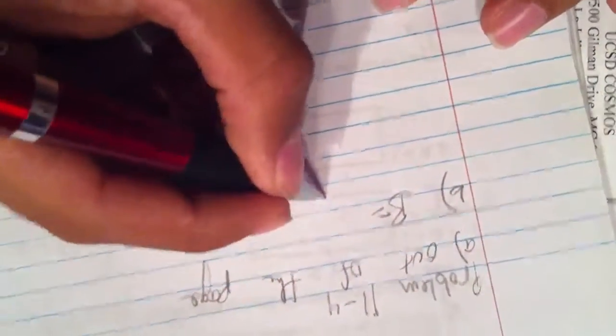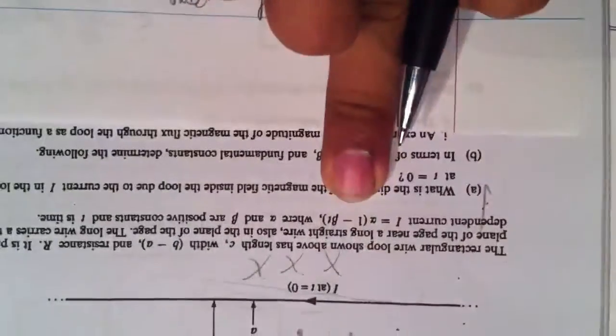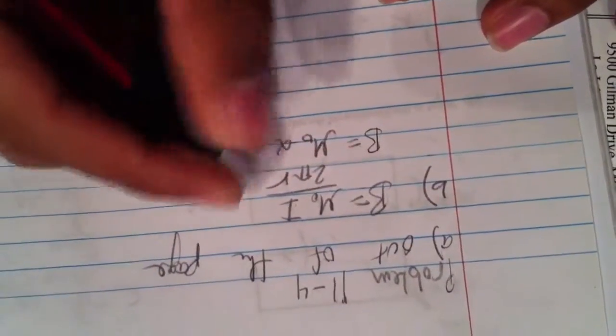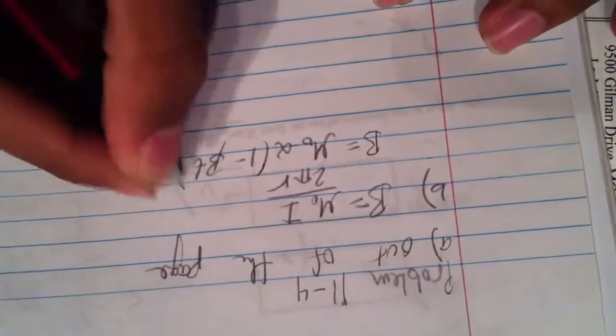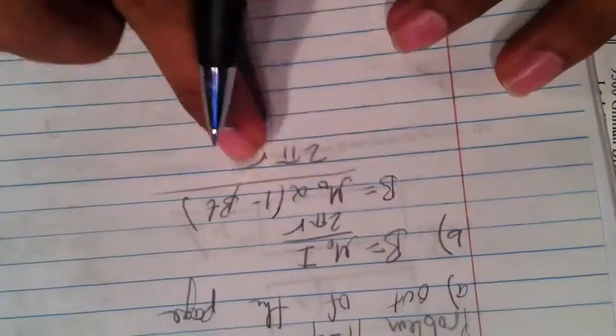B. So this is actually kind of complicated. In terms of those, A, B, C, alpha, beta, and fundamental constants, we have to determine an expression for the magnetic flux through the loop as a function of time t. So we're going to use this equation. It's on your equation sheet. B equals mu naught I over 2 pi r. So if we plug in the I that they give us right here, we have B equals mu naught alpha times 1 minus beta t over 2 pi r. So that's our equation for B.